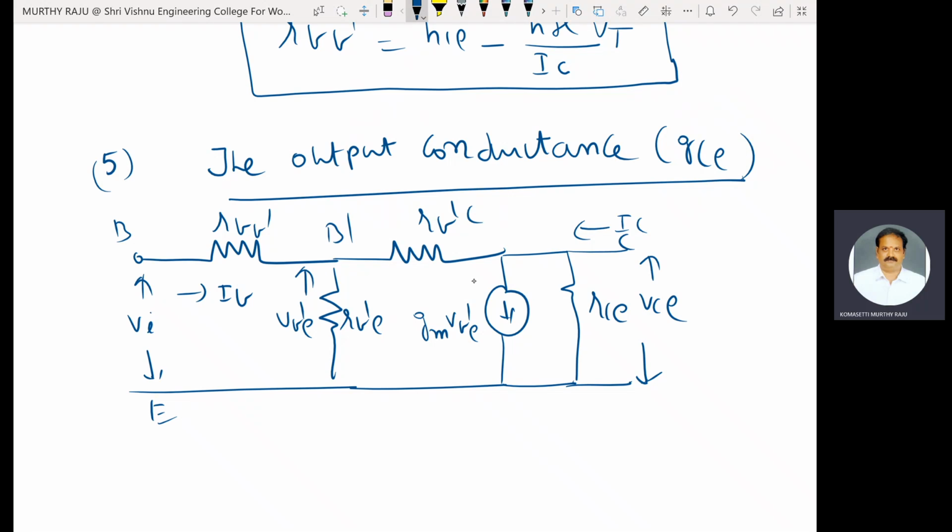IB is considered for the output portion only. For output conductance, the output resistance is RCE and the conductance GC is equal to 1 by RCE. Consider the output portion up to this point only. This is the current I1. This is the current I2.